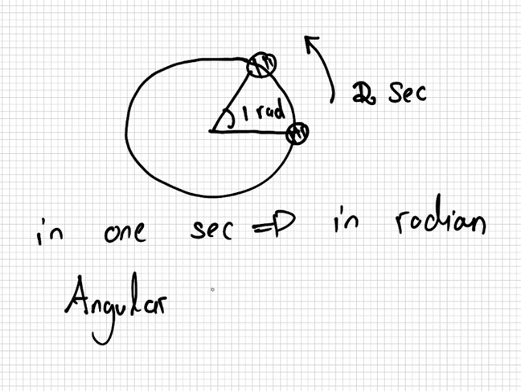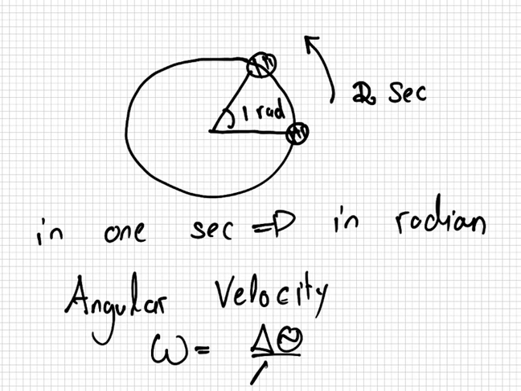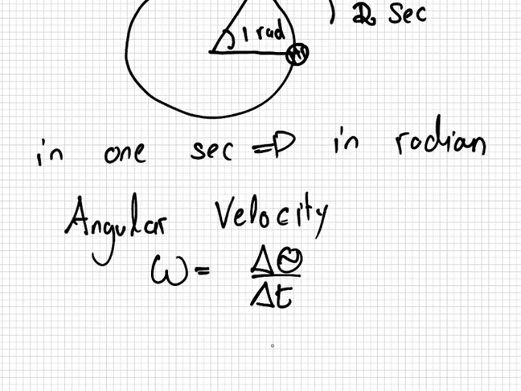I would prefer to say speed, but here it's velocity. Angular velocity, yes, and it's omega. And it's the change in the angle divided by the change in time. Or it's the rate of change of the angle. Or again, it's the change in angle per time. Whatever way you want to say it.